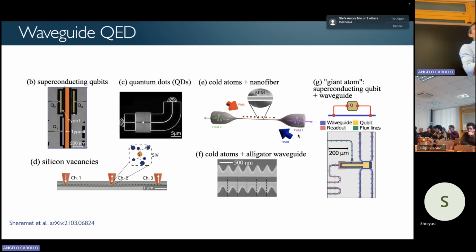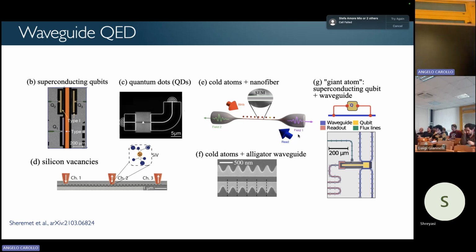So what type of systems nowadays can be realized in which you can actually perform this type of exercise? You can have emitters which are superconducting qubits, silicon vacancies, quantum dots, cold atoms, and these can interact with waveguides made within the same superconducting devices. Or you can have cold atoms which interact with a nanofiber, which is a fiber stretched to the point where it is so thin that the evanescent waves of the waveguide can freely interact with atoms placed on top of it.